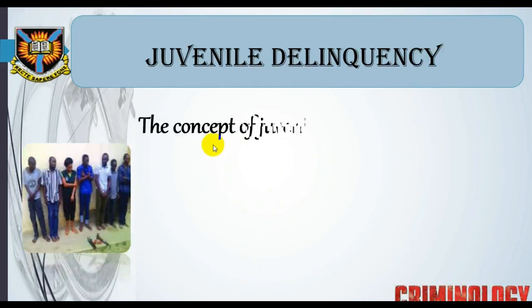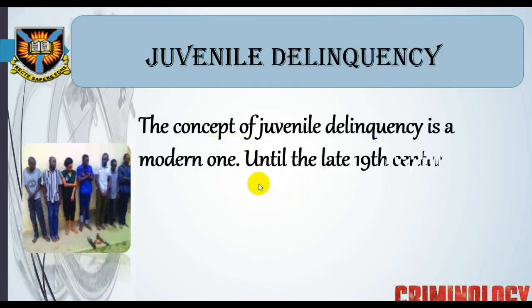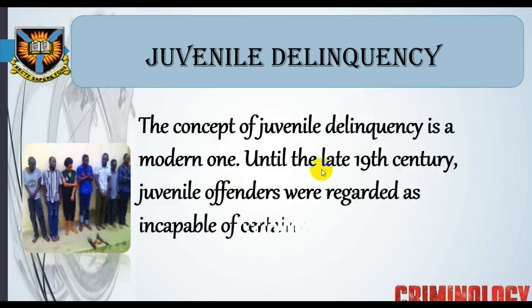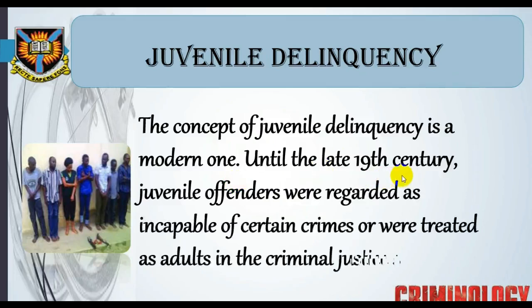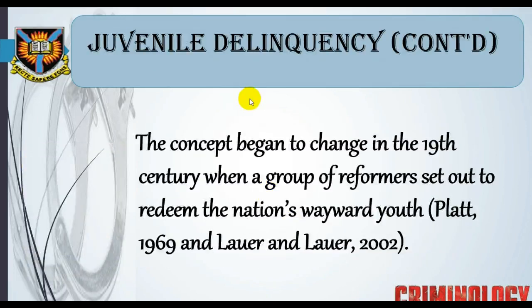Juvenile delinquency. The concept of juvenile delinquency is a modern one. Until the late 19th century, juvenile offenders were regarded as incapable of certain crimes or were treated as adults in the criminal justice system. The concept began to change in the 19th century when a group of reformers set out to redeem the nation's wayward youth. Platt, 1969, and Lau, 2002.